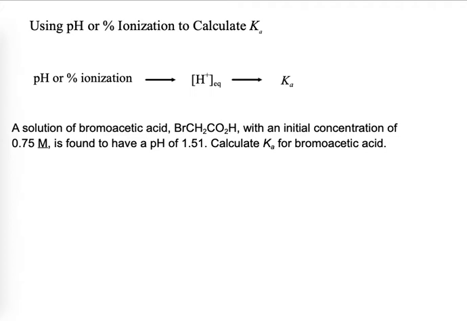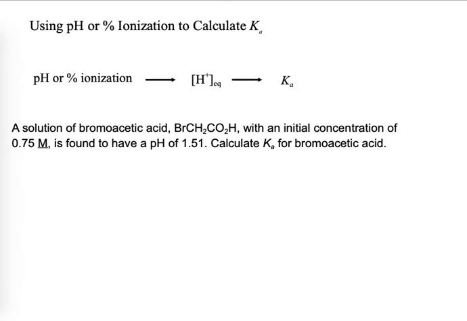Now, can we use the percent ionization or pH to calculate Ka? Yes, it turns out you can, because if you know the pH or percent ionization, that lets you calculate the equilibrium concentration of hydrogen ion, from which you can calculate Ka. This is similar to the easier equilibrium problems we did in chapter 13.